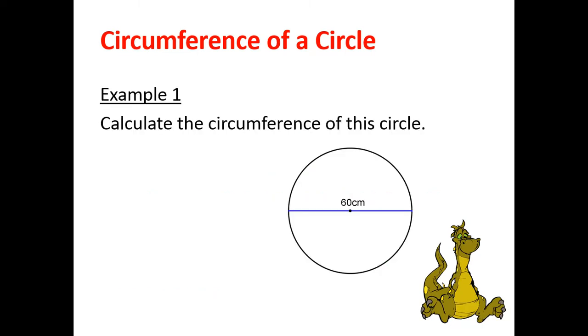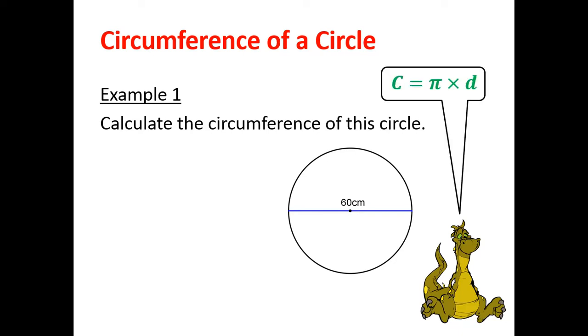Alright, let's get into example number 1. Calculate the circumference of the circle. Well, the diameter is 60. And the rule we're going to use, circumference is equal to pi times diameter. So, we're going to go circumference is equal to pi times 60, because 60 is the diameter.